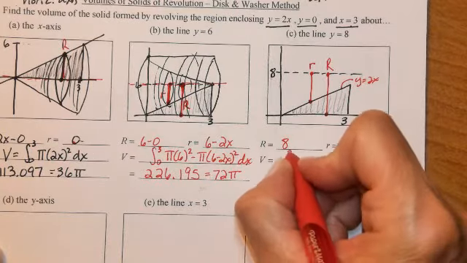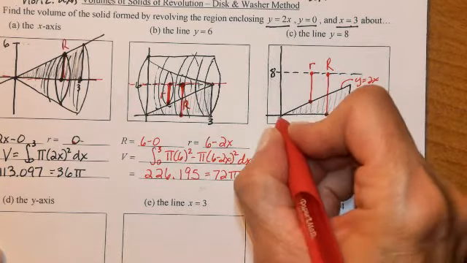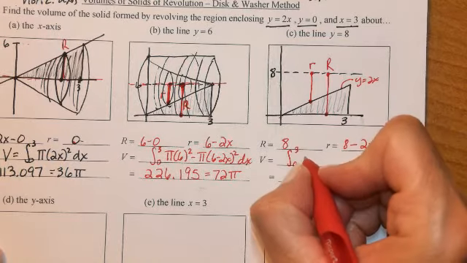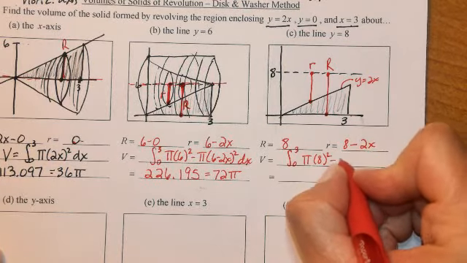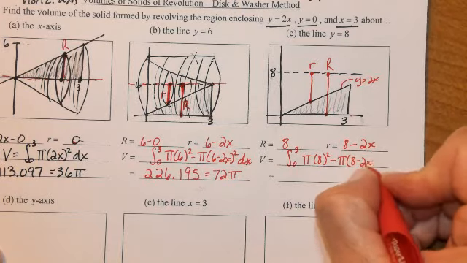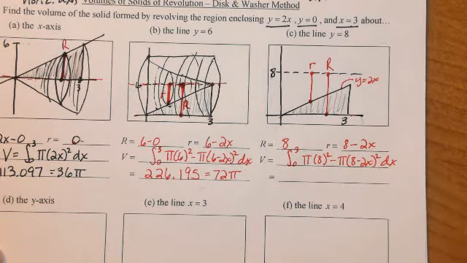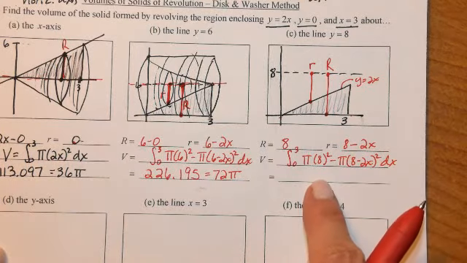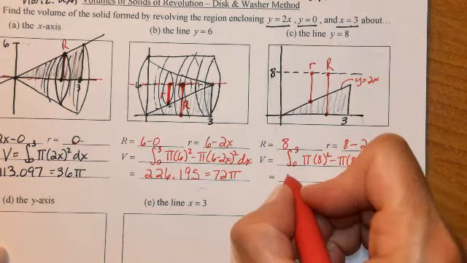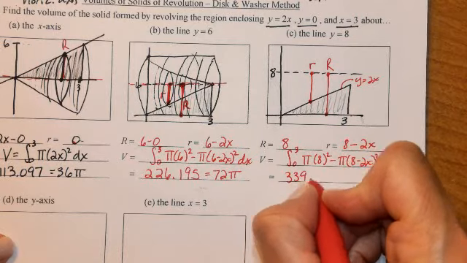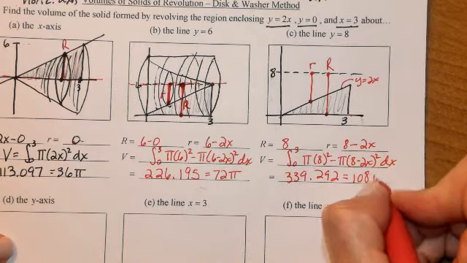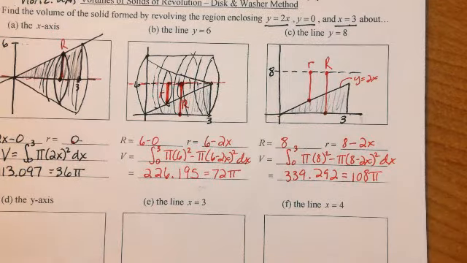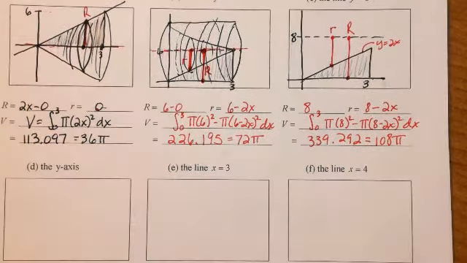The volume will be the integral from 0 to 3 still of pi times big R squared minus pi times little r squared, area minus area. And when you put that into your calculator, we get 339.292, which is 108 pi, if we want it in terms of pi. I'm going to stop spending the time to put that in my calculator, I should say.